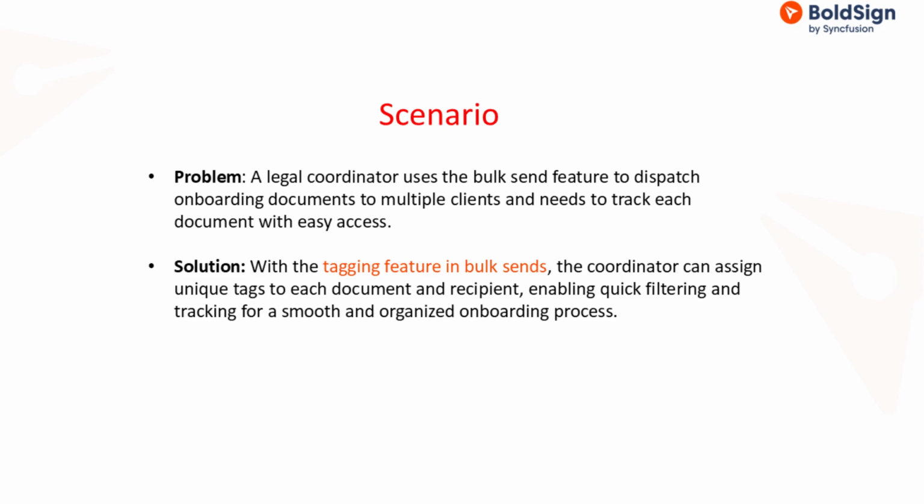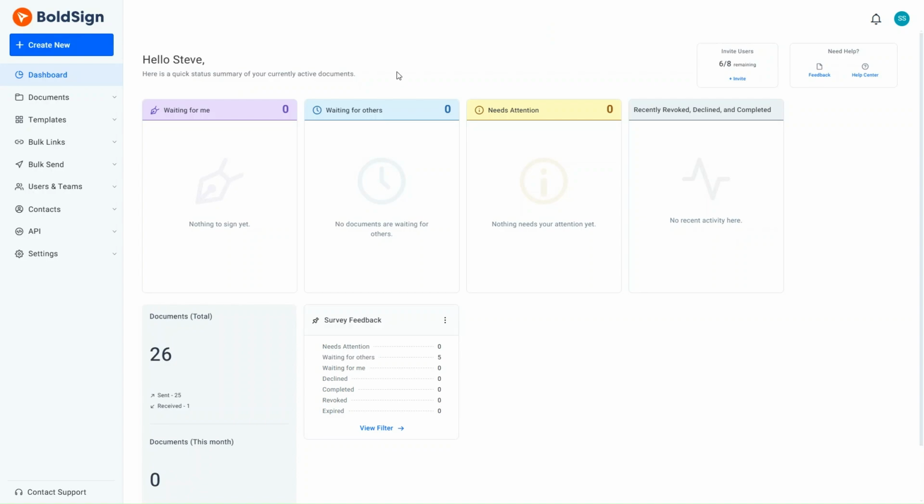Imagine a legal coordinator onboarding multiple new clients to their firm using BoldSign's bulk send feature. Since each document requires an internal manager as the reviewer, sorting becomes challenging due to the repeated reviewer name. This is where they can use tags. By adding unique tags to each client's document, the coordinator can quickly filter and track the documents, ensuring that each onboarding is smooth. Now, I'll demonstrate how the legal coordinator would set this up.